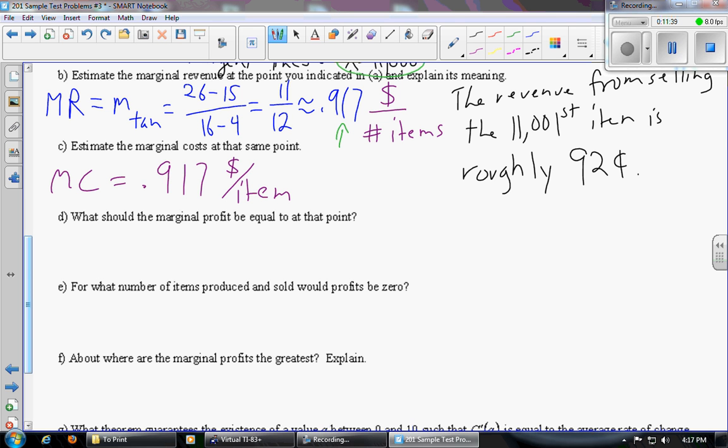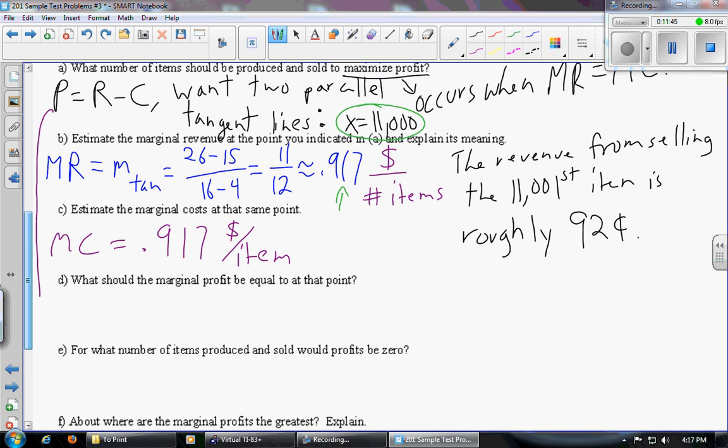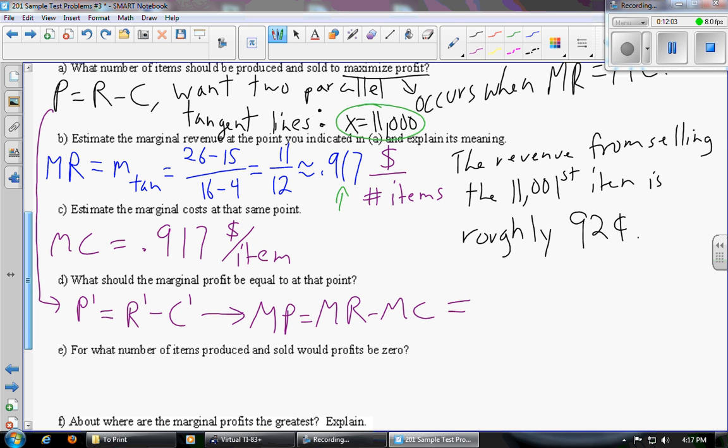Let's see how that looks when we write it up here. We know that the marginal profit is just the derivative of the profit. So I'm going to take this equation and take a derivative of everybody. P prime equals R prime minus C prime. Said another way, marginal profit is equal to marginal revenue minus marginal cost. And if you happen to be at a place where the marginal revenue equals the marginal cost, which is where we were in parts B and C, then the marginal profit is 0.